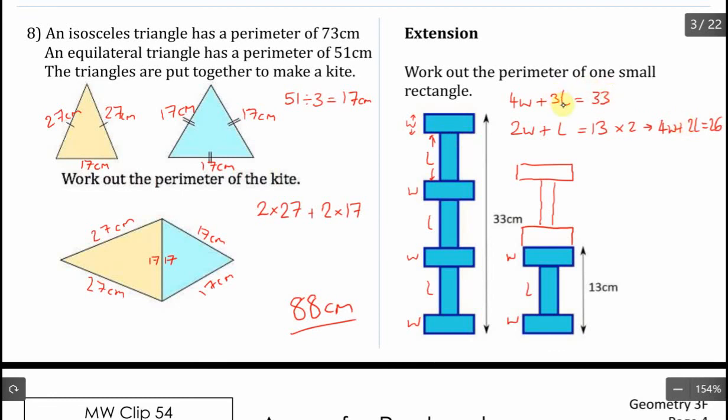So I know that that one extra length must be equal to the difference between 26 and 33. So the length must be 7 centimeters. And then I can take that, I can look at this again. So if I know that's 7, if I take that away from 13, then the remaining amount must be 6. So 2 lots of W make 6, so W must be 3.